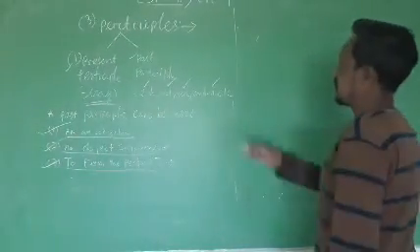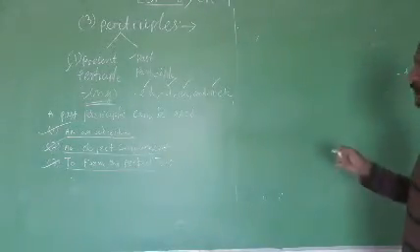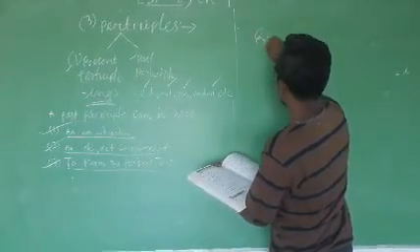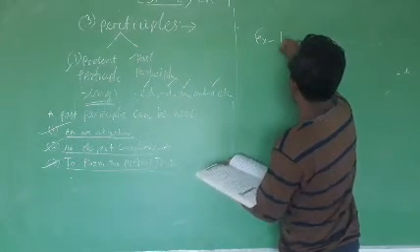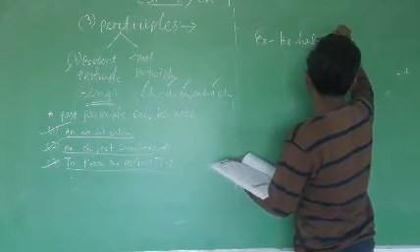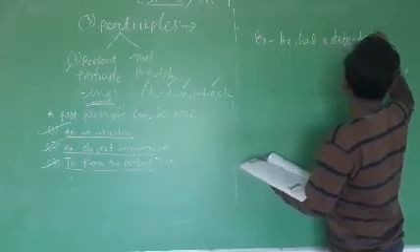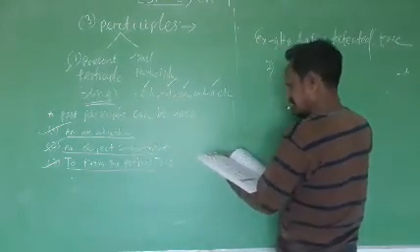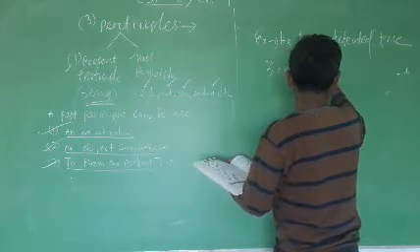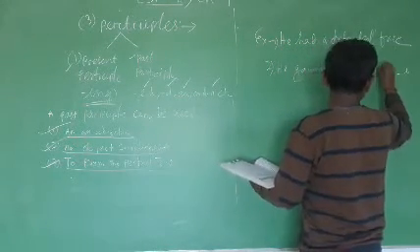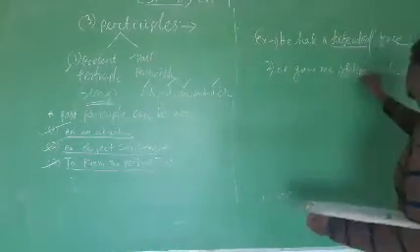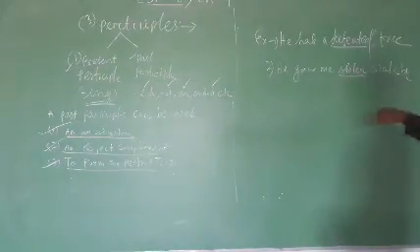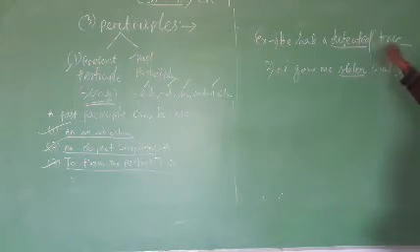First, I will discuss how it is used as an adjective in a sentence. Now, look at the example. He had a difficult test. Look at the second example. He gave me a stolen watch. Here, defeated and stolen are past participles, and these are used as an adjective in a sentence.